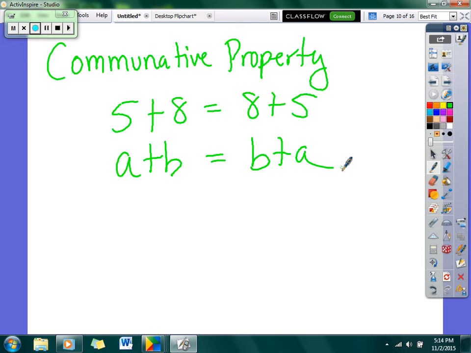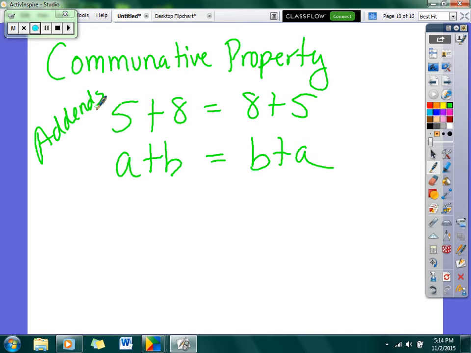5 and 8 are known as addends. Like how factors are known with multiplication, addends are the numbers that are added together to get your sum, okay? So that's the commutative property of addition.